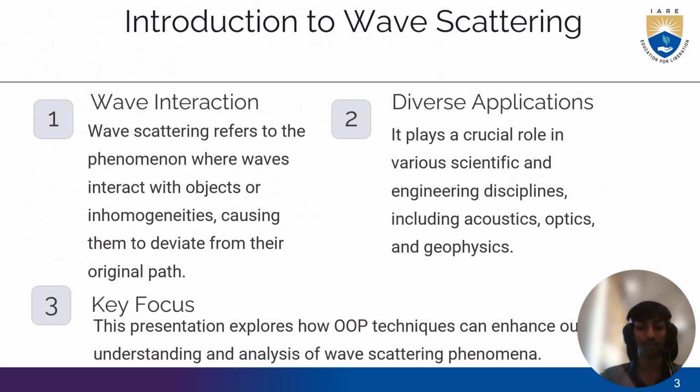So, introduction of wave scattering. The first one, wave interaction. Wave scattering refers to the phenomenon where waves interact with objects or inhomogeneities, causing deviations from their original path. The second one, diverse applications. It plays a crucial role in various scientific and engineering disciplines, including acoustics, optics and geophysics. And the third one, key focus. This presentation explores how OOPS techniques enhance our understanding and analysis of wave scattering phenomena.